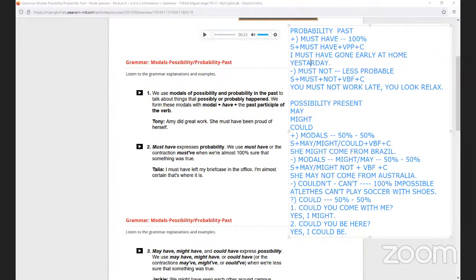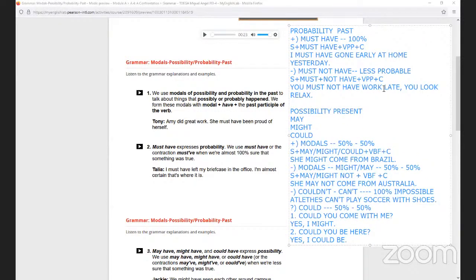This is in past. Now, in negative, the same. Always we're going to put not to our first auxiliary. So must not have, and the verb in past participle. Nothing else. You must not have worked late. You look relaxed. Or you looked relaxed.